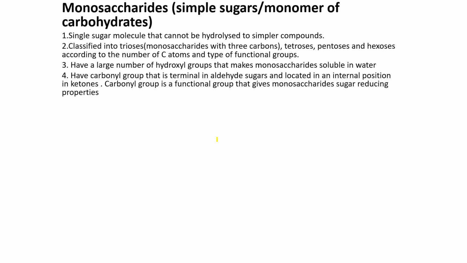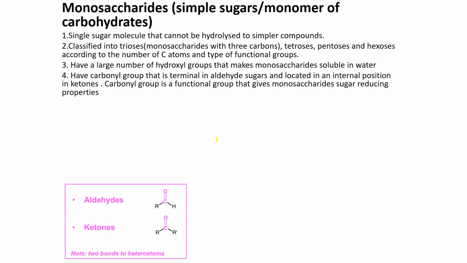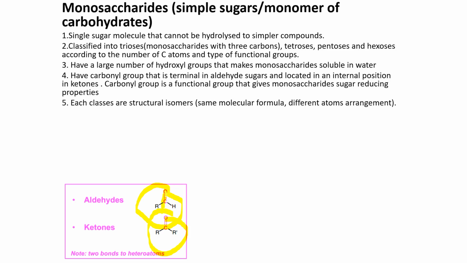Now this carbonyl group, C double bond O, is a functional group that gives monosaccharide sugars reducing properties. So you can see these aldehydes here, and ketones here. This is the carbonyl functional group here. Now each class of these monosaccharides are structural isomers, meaning they have the same molecular formula but different atom arrangement. So because of the different atom arrangement, their structures are a bit different from one monosaccharide to another, although they have the same molecular formula.